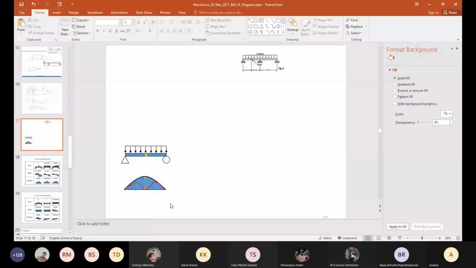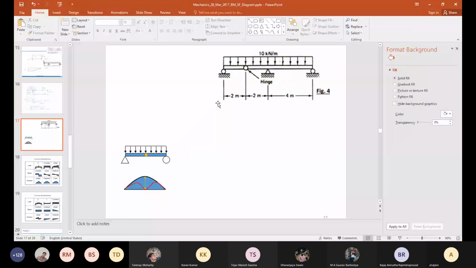Now, how do we analyze it? That is the second part. To analyze it, we will break our hinge into two. We will treat it as if they are two independent beams, with the knowledge that at the hinge, the bending moment is zero. Draw the bending moment diagrams for the two beams independently and then later on join them.